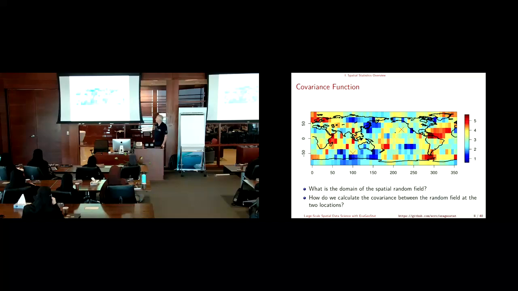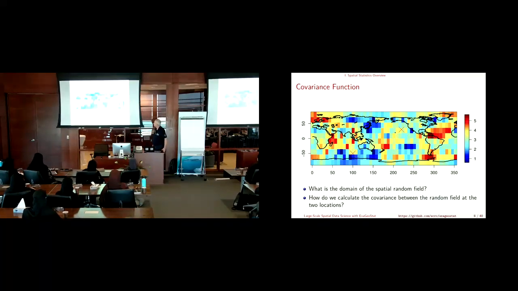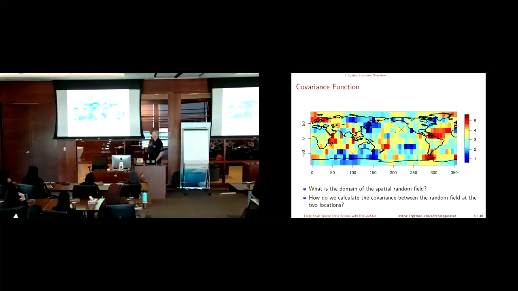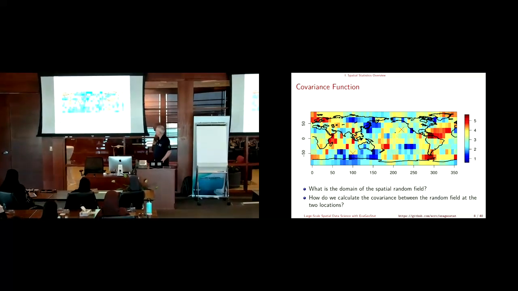So here is an example where you have some data. The scale is represented by the color bar on the right. This is actually data on Earth, so the domain of the random field here is the sphere. This has been projected on this rectangle, and you see the different country borders. Now the question is, if you have two locations represented by these crosses, what's the covariance between the variable at this location and this location? How can we calculate that covariance? How can we estimate it?